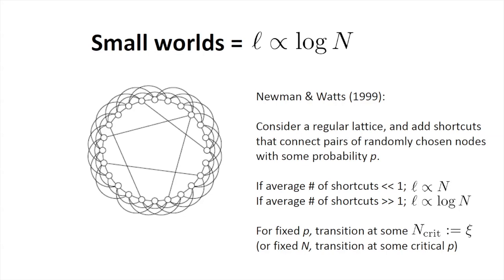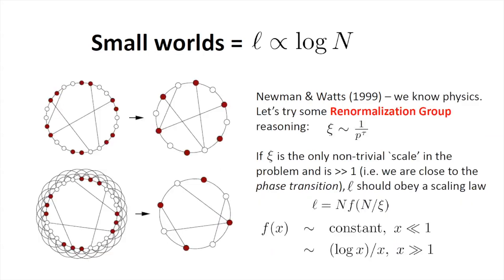What is that magic in between? For a fixed probability of assigning shortcuts, there must be some critical number of nodes, or vice versa, fixing the number of nodes, some critical probability, where something magic happens. So let me associate a scale with that. It's dimensionless. How do you understand how that works? You know it has to depend on p. Why don't we allow it to depend on p via some power?